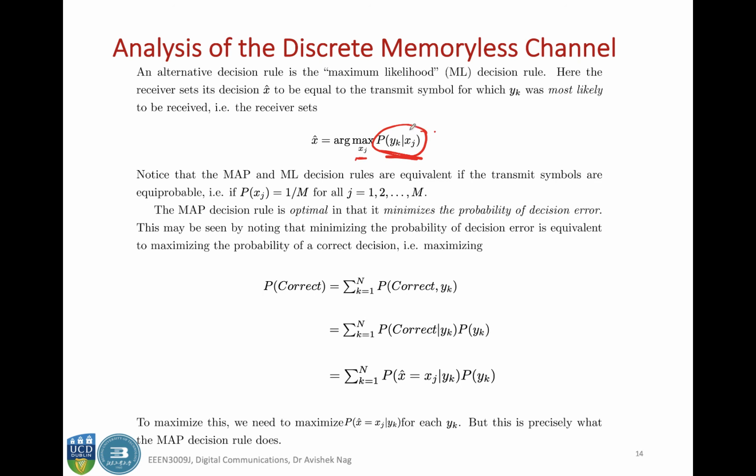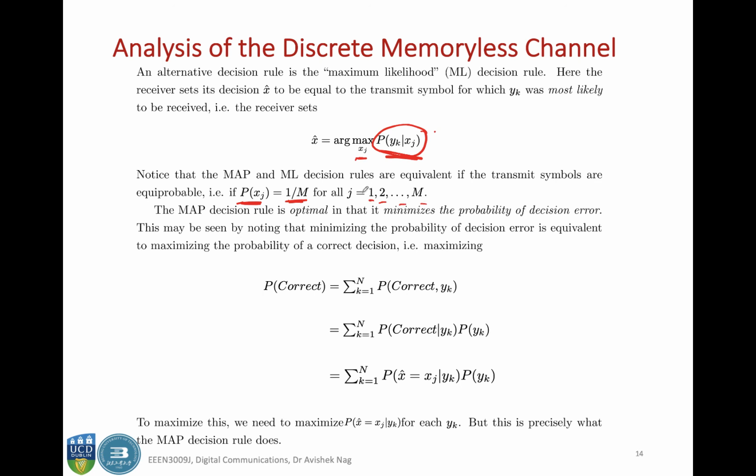What we discussed in the previous slide was maximizing the a posteriori probability. So that's why it was called the maximum a posteriori decision rule or MAP rule, and this one is called the maximum likelihood decision rule or ML decision rule. And both rules are equivalent if the transmit symbols are equiprobable, or in other words, if all your probabilities of xj are equal to 1 over m for all j equal to 1 to m.